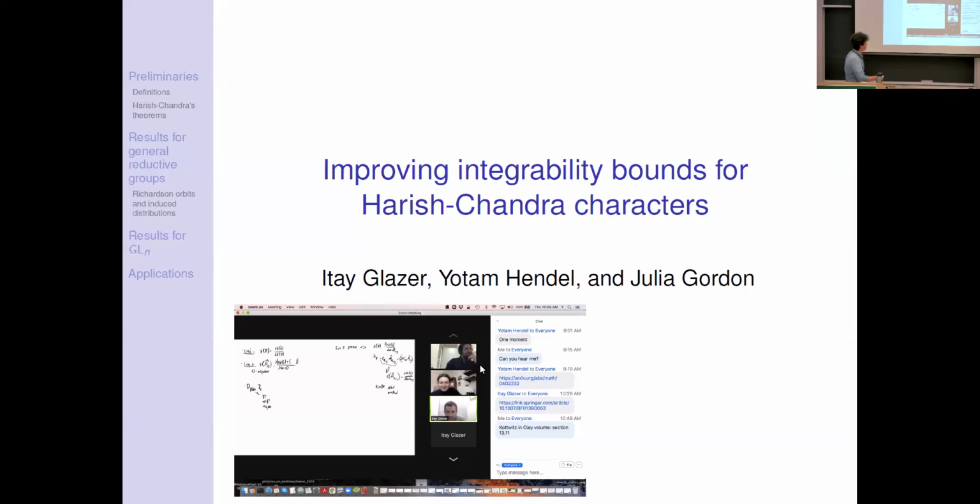It's done mostly by two wonderful young mathematicians, Itai Glazer and Yotam Hendel, and so there's been a bit of a fashion of putting people's pictures into the talk, and I don't really have their pictures. We didn't know each other when we started this project, so this is a picture to remind you of the great Zooming times of COVID.